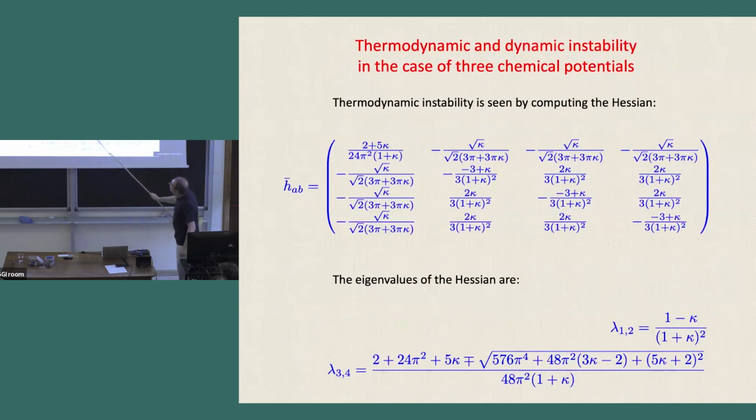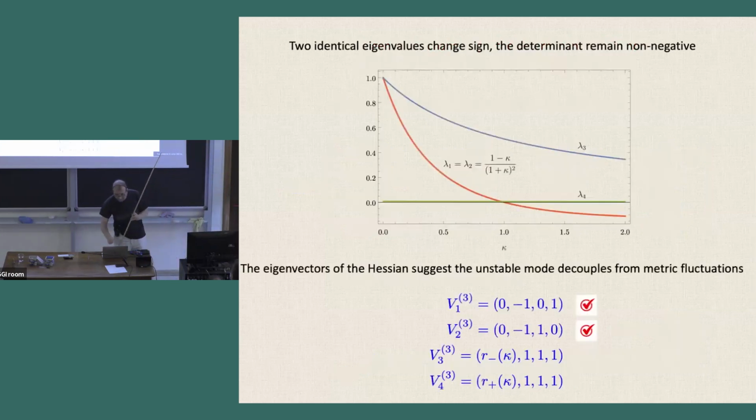So this is a Hessian, and the eigenvalues of the Hessian are such that you can see immediately what happens. Lambda 1 and 2 are equal eigenvalues, and they change sign at kappa equal to 1. The two other eigenvalues are not very nice, but you can plot them, and you can see that they stay positive. So only these two change sign at kappa equal to 1. Now look at the eigenvectors, which are responsible for the unstable eigenvalues, given here.